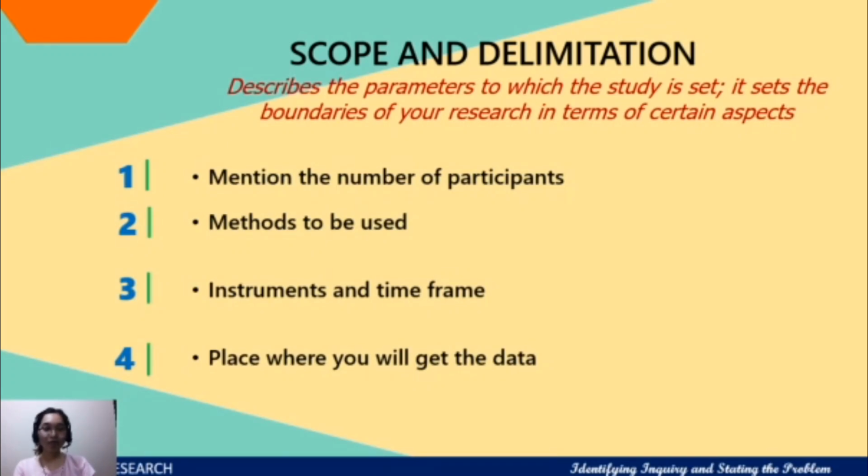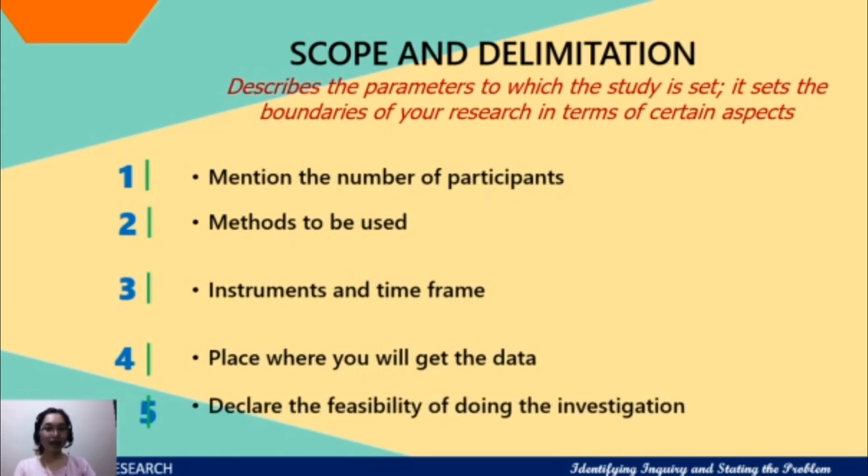And number 4, place where you will get the data, or sino ba yun? Sa Santa Cruz ba? Sa Remedios? Ganon. And then, the scope and delimitation declare the feasibility of doing the investigation. Feasibility kung possible ba? Pwede ba natin siyang gawin? Makakaya ba natin gawin with respect to the situation na meron kayo ngayon, since again, very limited yung mga activities na nagagawa ninyo. So, possible na magagawa nyo yung study na napili ninyo.